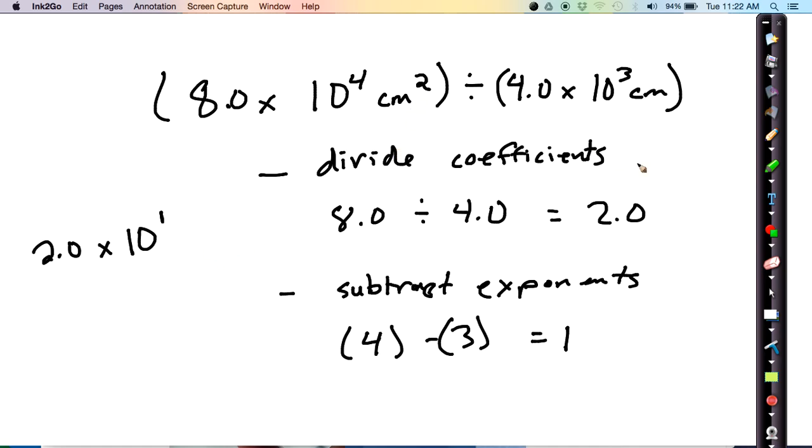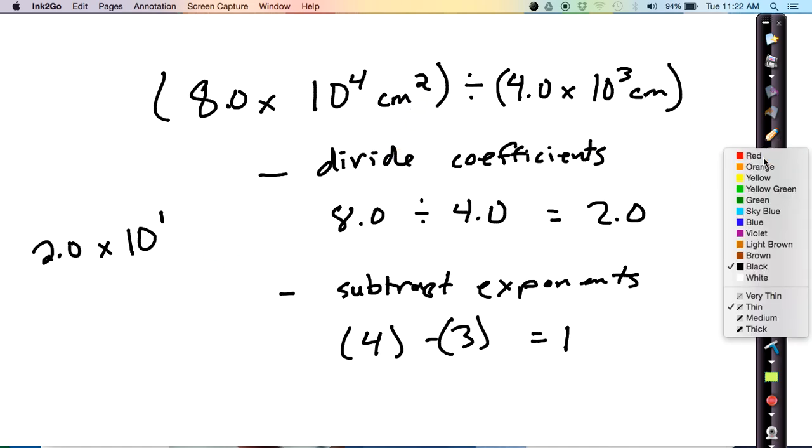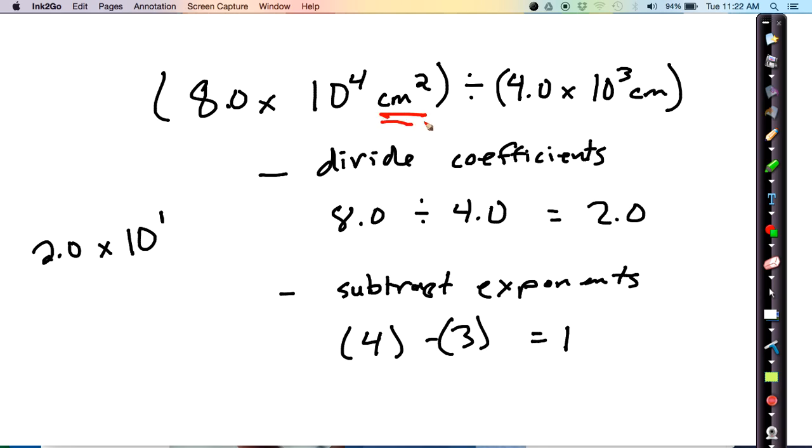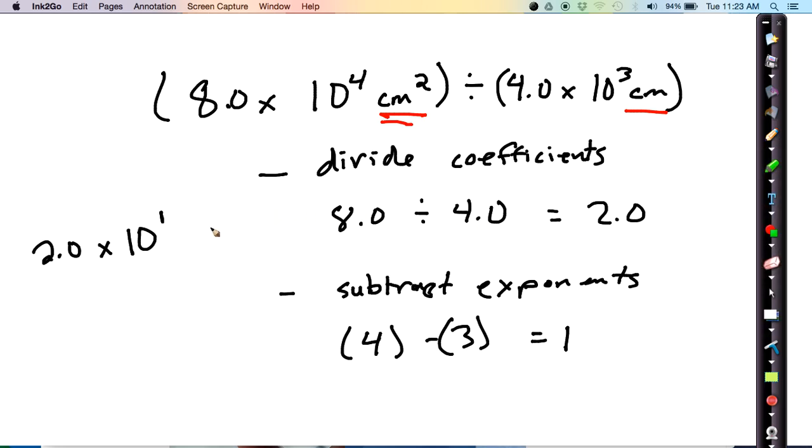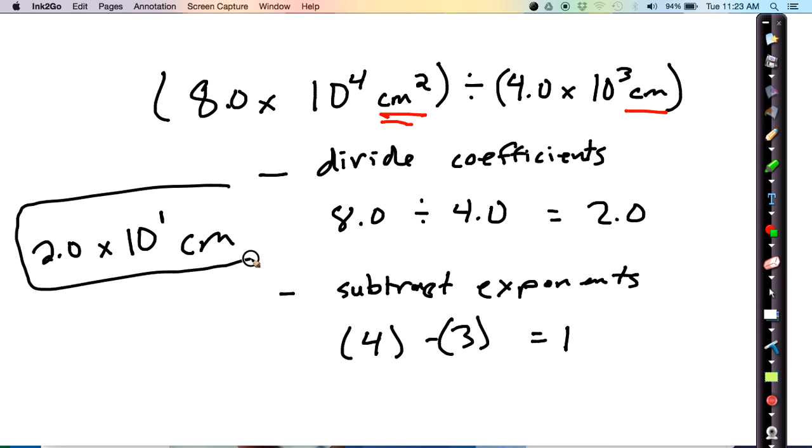Now we also have to divide the units. So if we look at the units here, we've got centimeters squared divided by centimeters. So one of the centimeters will cancel. And that's going to leave me with just centimeters for my unit. And unlike the previous example, this answer is already expressed in correct scientific notation. 2.0 times 10 to the first centimeters. The coefficient is between 1 and 10. So I am all done with this calculation.